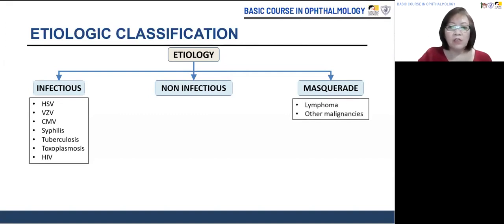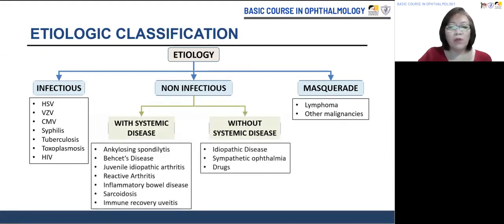Masquerade conditions refer to diseases which resemble uveitis in their presentation but are secondary to non-inflammatory diseases such as lymphoma and other malignancies. Most non-infectious uveitis appears to be autoimmune or autoinflammatory. Non-infectious uveitis can be further divided into conditions with associated systemic disease and those without systemic association. Also listed here are some representative disease entities.